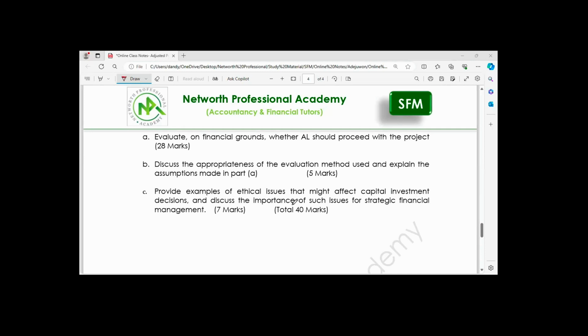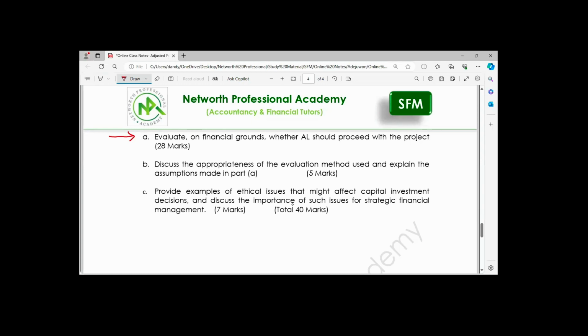In this question, you are to evaluate on financial grounds whether Alcantara Limited should proceed with the project. Can you see? There is no difference in these requirements. If I'm the one solving this question, and I don't see issue cost or subsidized loan in the question, when the examiner is asking you to evaluate, it means that you are supposed to calculate the net present value. Because in this requirement, the examiner did not tell us which method, which technique to use to evaluate the project.